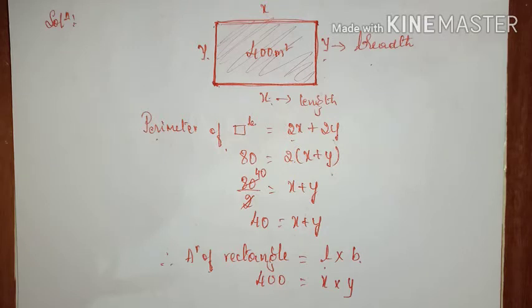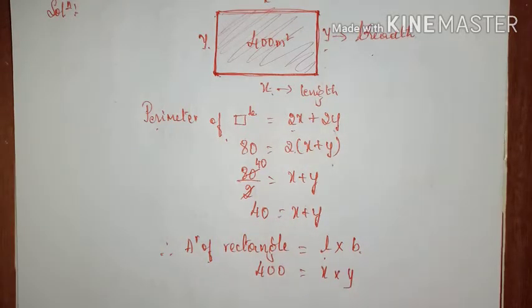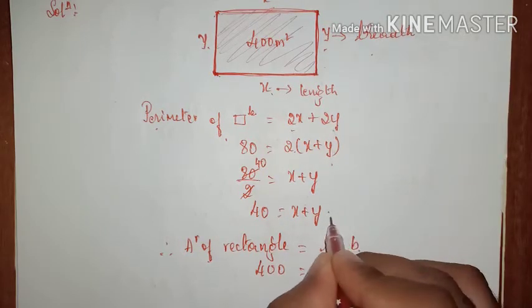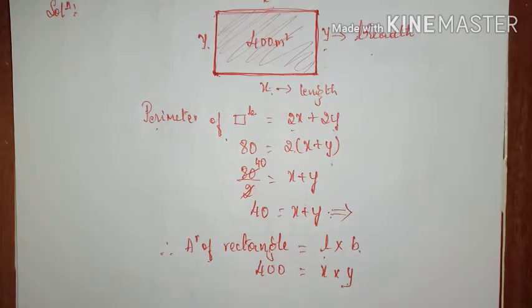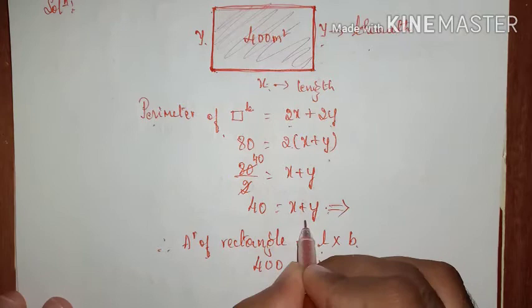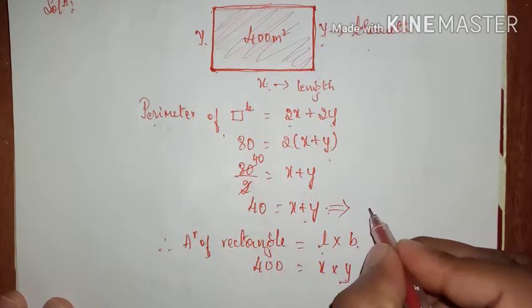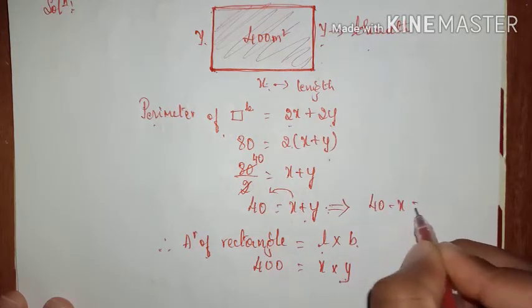We have two variables here, x as well as y. If I have two variables like this, what else can I do? Usually for quadratic equations we take the variable in terms of x. So let us change this equation in terms of x. Take this x to the left hand side, then 40 minus x equals y.